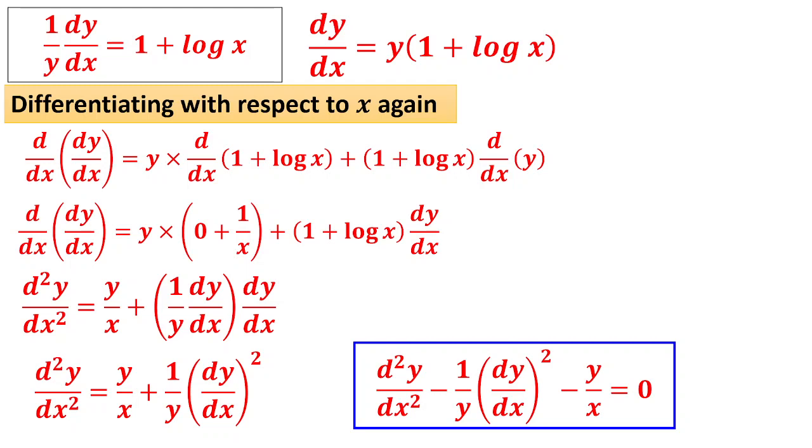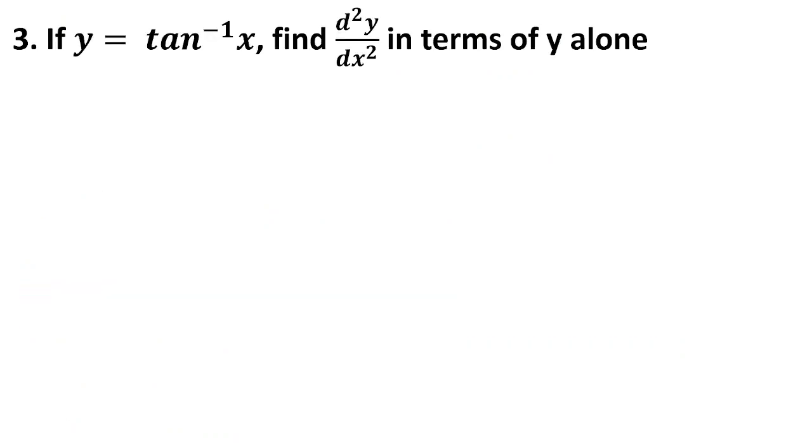Here two things we have to keep in mind. After the first derivative I have cross multiplied, brought the y to the right hand side. After that I have substituted for 1 plus log x as 1 by y into dy by dx. Then only you will get this equation directly. Well, let's go to the next question.